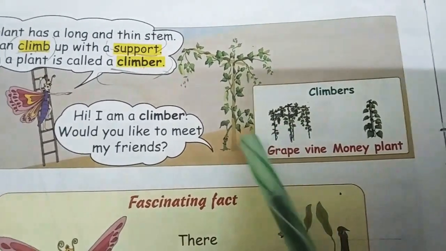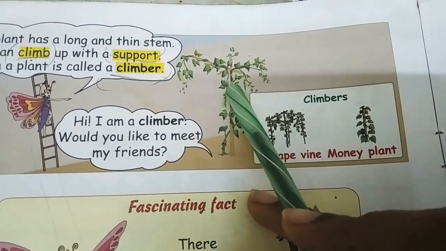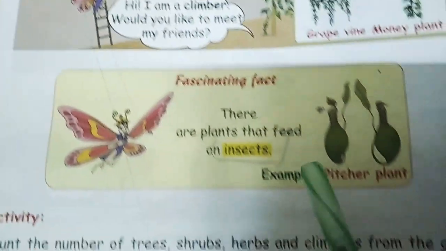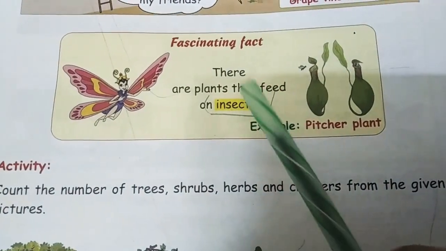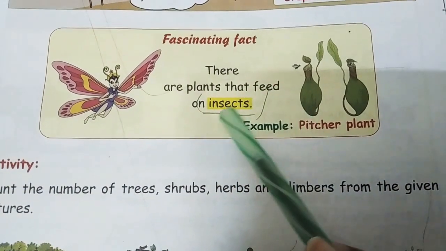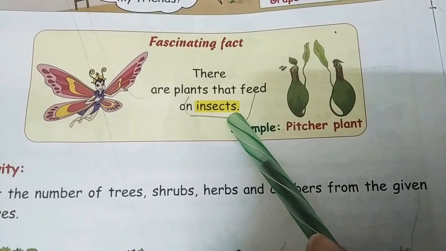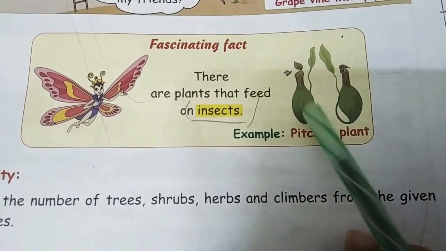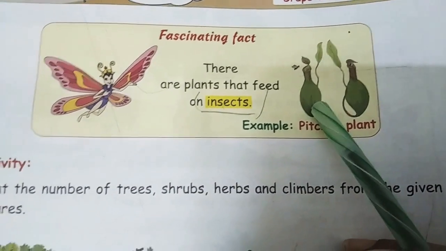Right? So, this is a plant. See how it is climbing up. Now, moving to another topic. Before that, you can see here, there are plants that feed on insects, children. Examples are the pitcher plant. That means it depends on insects.